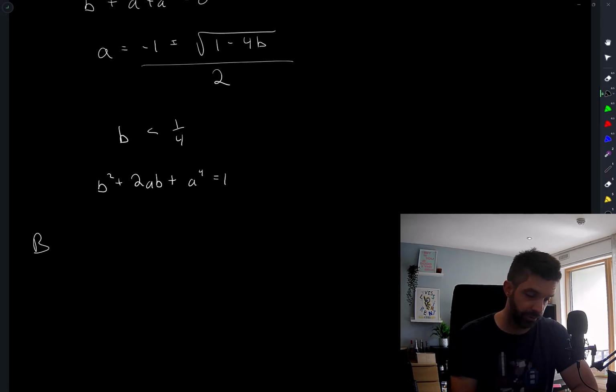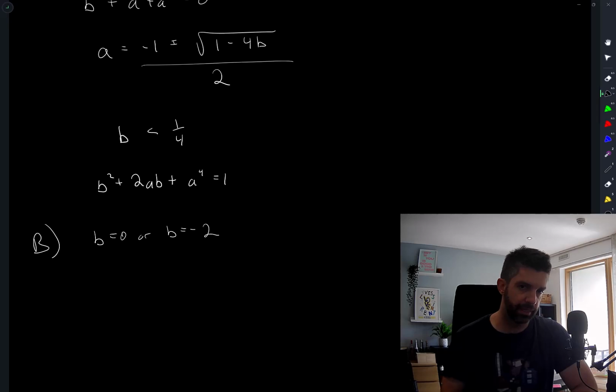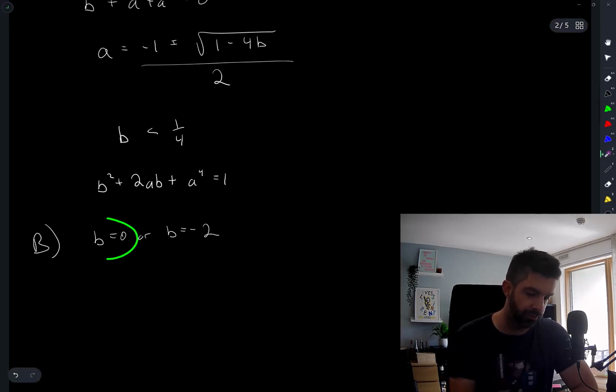So the answer by process of elimination is b, that we must have b equals 0 or b is equal to negative 2. And we should be able to check that this works. So what I'm going to do is substitute b is equal to 0 in here, and then find that value of a and show that it satisfies this, and then we'll do the same thing for negative 2.